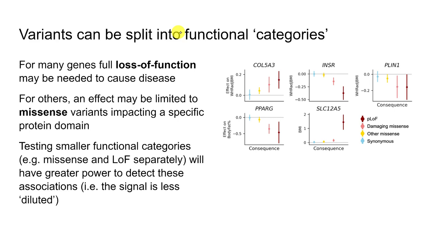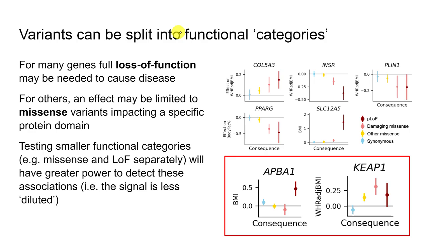But there are also cases where this relationship isn't as straightforward, which suggests that you need specificity of the variant classes when you're doing this sort of association testing. You can see here there's the initial trend of going down as you get to more deleterious variants, but then suddenly the predicted loss of function variants have a completely different effect direction. And here in KEEP1, it seems that the damaging missense variants have more of an effect than the predicted loss of function.